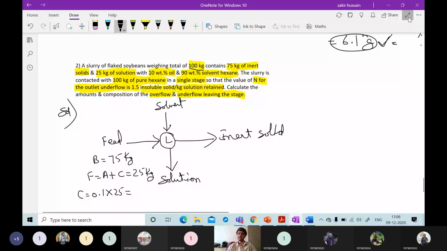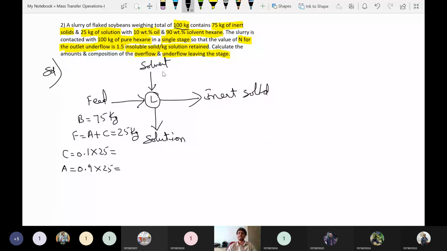In the solvent stream, the slurry is contacted with 100 kg of pure hexane in a single stage. So it is saying it is pure hexane, meaning hexane or solvent we denote with A. A is equal to 100 kg. When they say pure, or we will say fresh solvent, then A is equal to something, B is equal to 0, and C is equal to 0. And once again, they have not provided the output data here, so we have to estimate that output data.